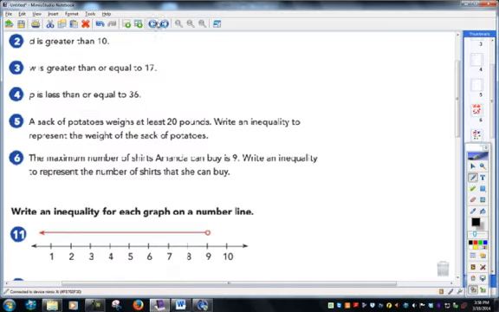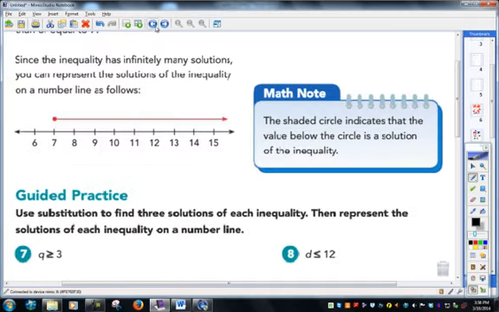Uh-oh. Getting out of crazy here. I think this is the right page, I hope.